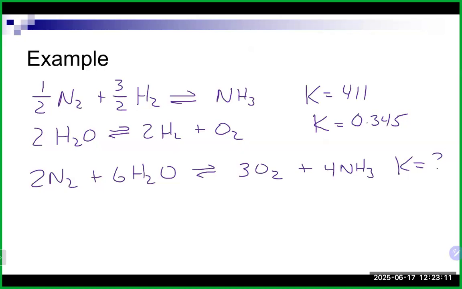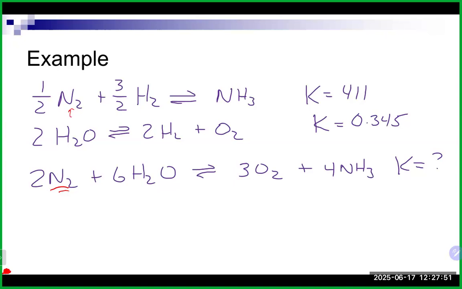All right, let's take a look at another one here. Why don't you try this one? We're looking for the bottom equation based off of the top two. So see what you can do. Again, we'll take the same approach, just get everybody on the correct side. So I'm going to start here with N2, which is on the left. And really the only equation that has N2 is the top one. It is on the left.